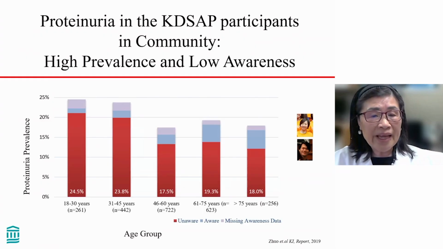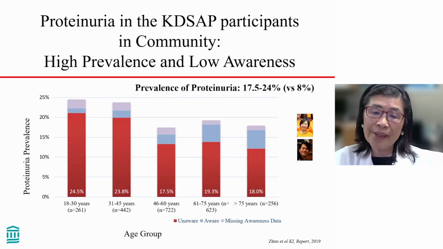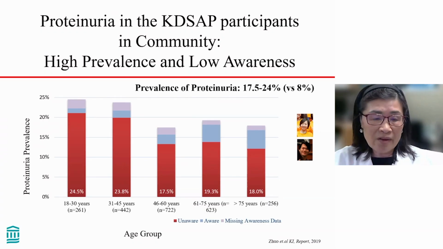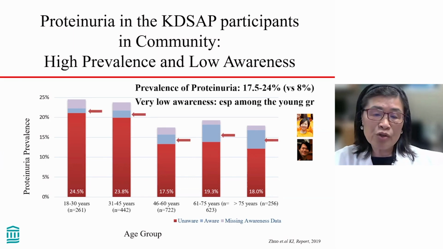How about proteinuria in the KDSAP participants in the community? We find that the prevalence of proteinuria among the KDSAP cohort is about 17.5% to 24%. I have a slide coming to show you that in North America, the average proteinuria prevalence is about 8%. So the KDSAP cohort is about 2 to 3 times higher. In addition to that, the awareness of proteinuria is very, very low, especially among the young group. And I show you here, shown as the arrow, which should be in red color.